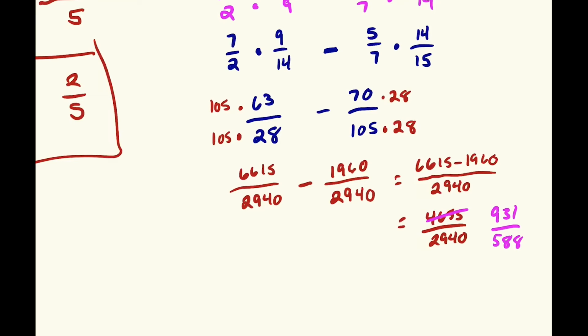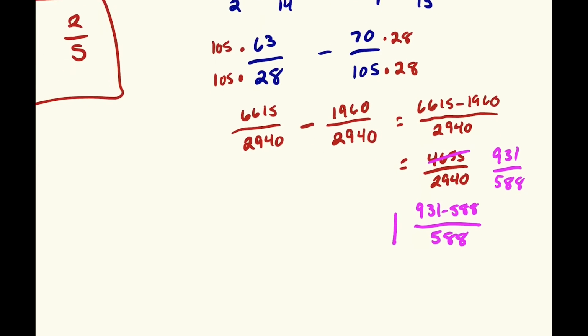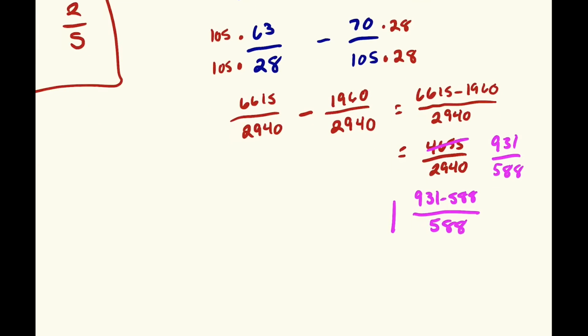If we want to change this to a mixed number, because we did have some mixed numbers, maybe you're asked to do that in the problem. We do the same thing. How many times can 588 go into 931? It can only go in one time. So then we subtract 931 minus 588, since it only goes in once. Write that over 588, just like we've done before. And that ends up giving me 1 and 343 over 588.